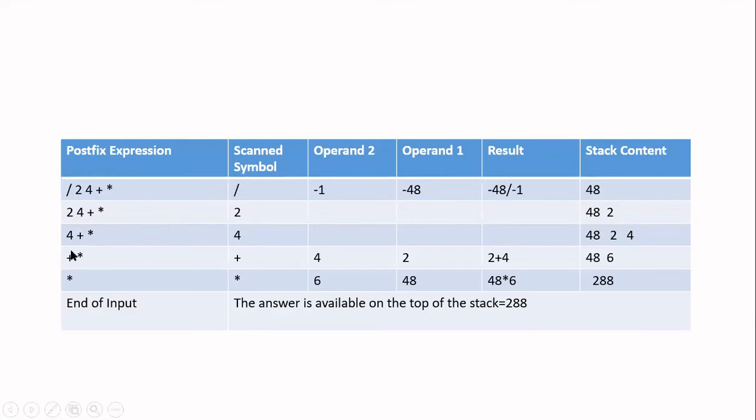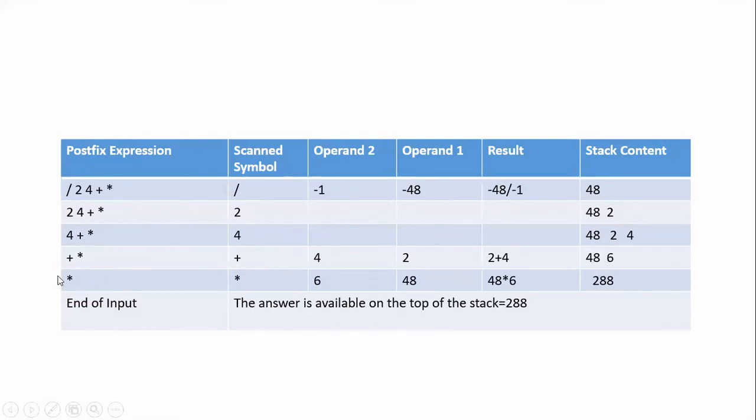Scan the next symbol. It is plus. Plus is an operator. So pop 2 operands from the top of the stack. The first is 4. That will become operand 2. The second popped is 2. That will become operand 1. Now apply operand 1 plus operand 2. That is 2 plus 4. The answer will be 6. Push it onto the stack.